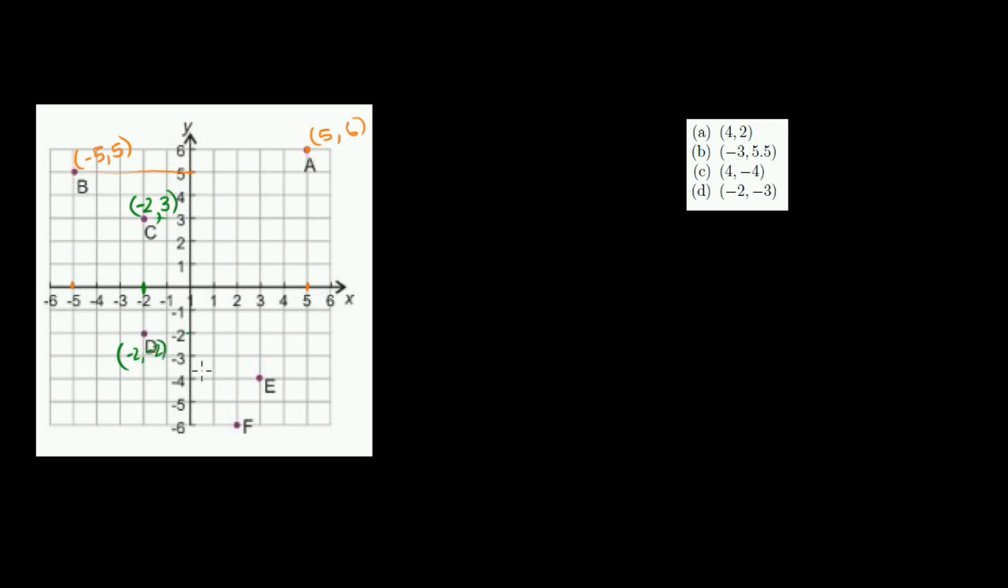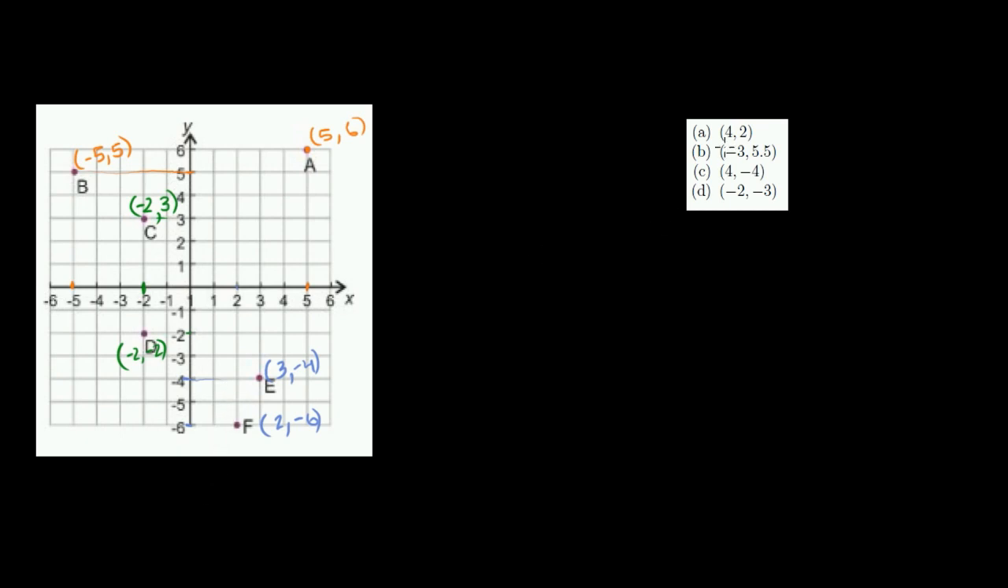Let me get another color. E. Let's do the y-coordinate. Well, we'll figure it out first, but you always have to write it second. It's negative 4. You see that right there, the y-coordinate. The x-coordinate is 3. And then finally F. The x-coordinate is 2. And the y-coordinate is negative 6. Hopefully that gives you a sense of at least figuring out the coordinates.